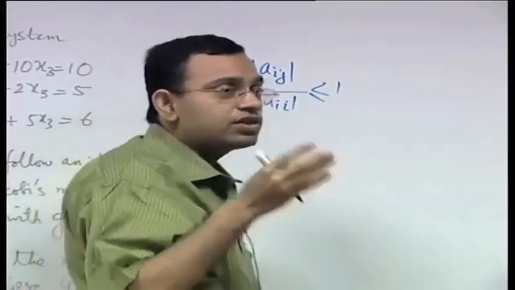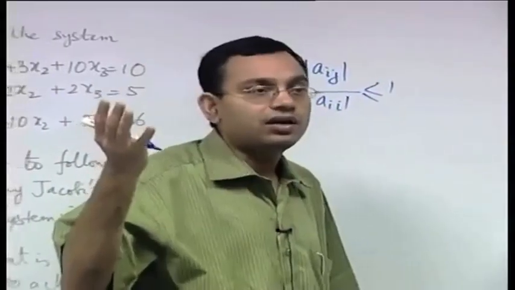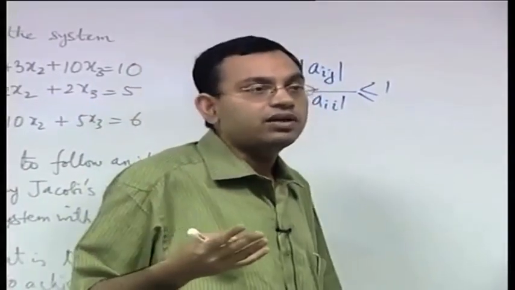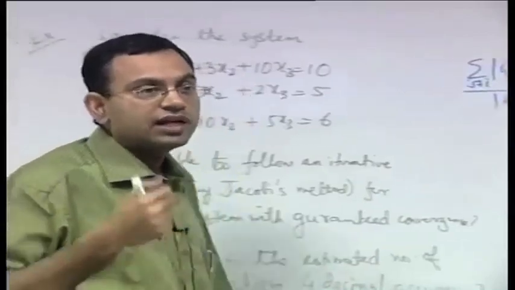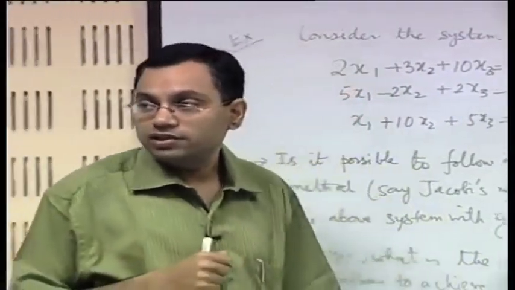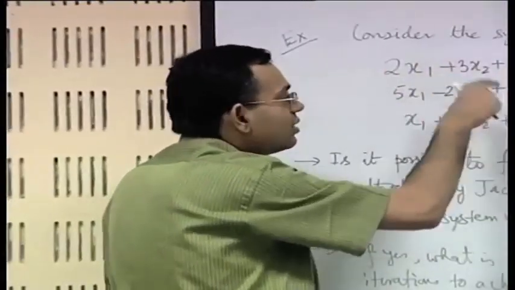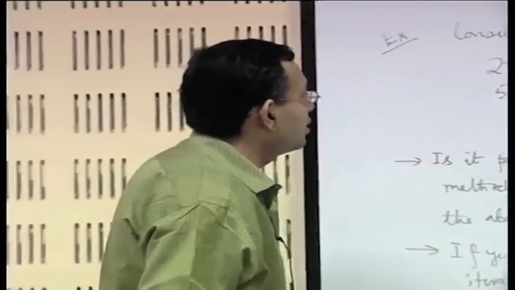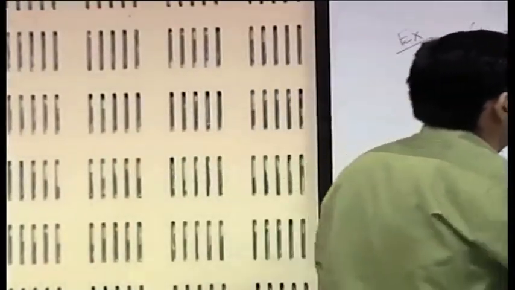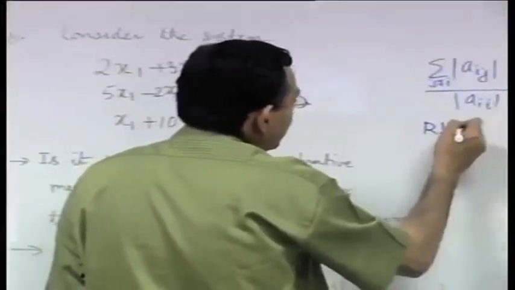So, the diagonal term is so dominating that even if you add the magnitude of all the off diagonal terms, that cannot supersede the diagonal term magnitude by itself. So, that is what is absolute dominance of the diagonal term or the diagonal dominance. So, let us try to figure out what is the situation here. For the row 1, what is the case?